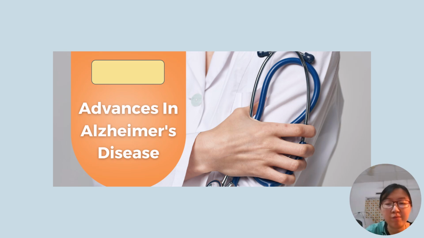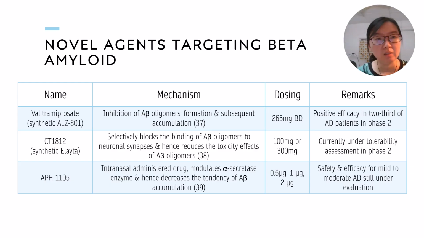Now we'll look into advances in AD. Novel agents targeting beta amyloids include ralitramiprazole, which inhibits beta amyloid oligomer formation and subsequent accumulation. It has already shown positive efficacy in two thirds of AD patients in phase 2, and is currently in phase 3 trials to continue testing its efficacy and safety.